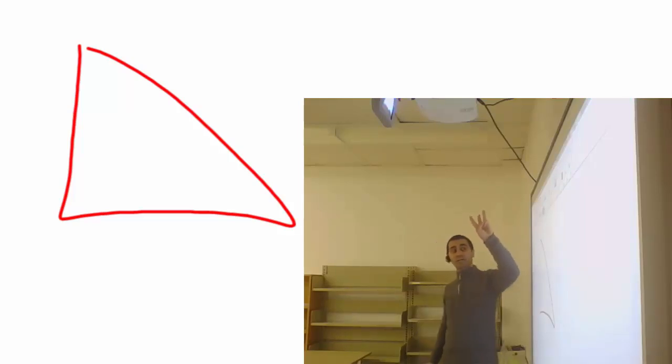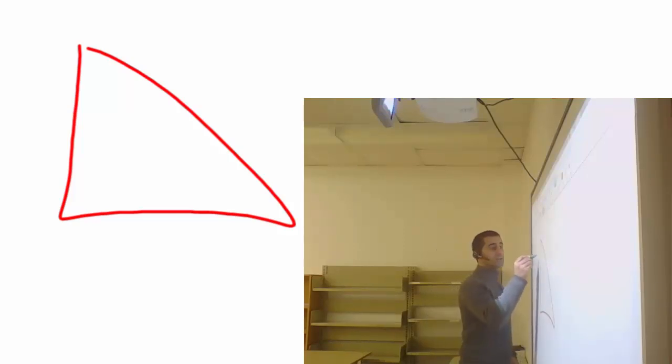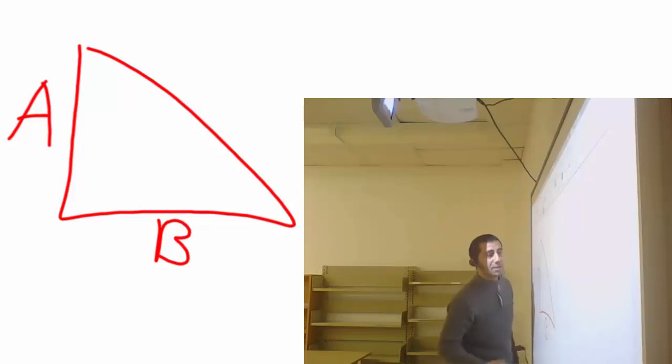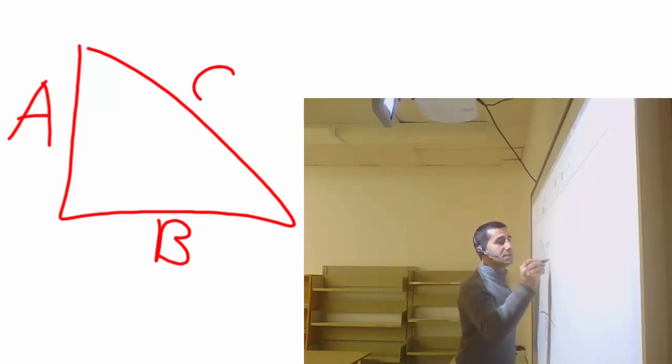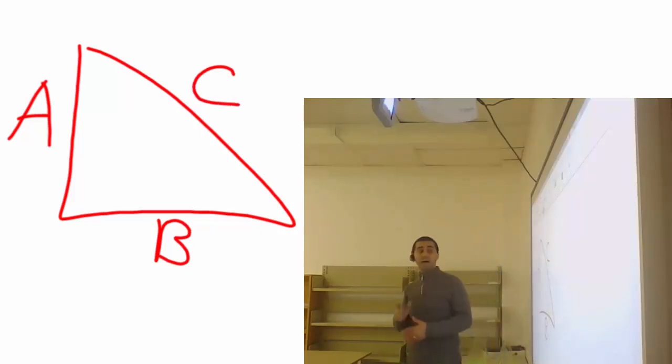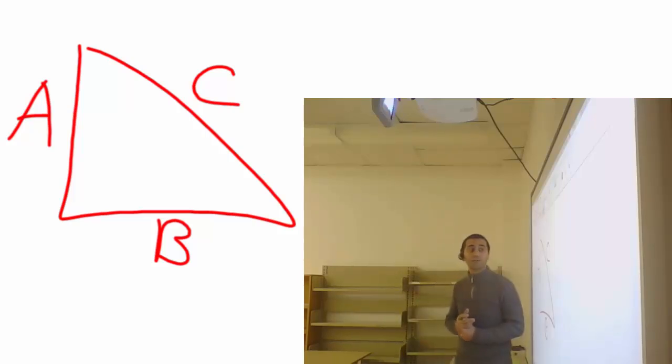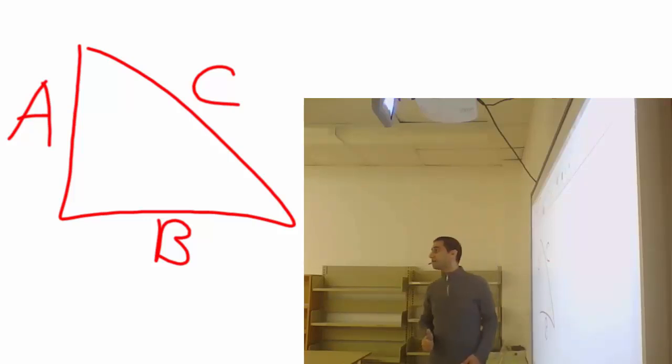And I'm going to name them with capital letters. Let's call this side A. Let's call this one B. Let's call this one C. And they are all capital. And I'm going to write down the angles that correspond to the sides. And how do I do that? The angle that doesn't touch the side is the corresponding angle.